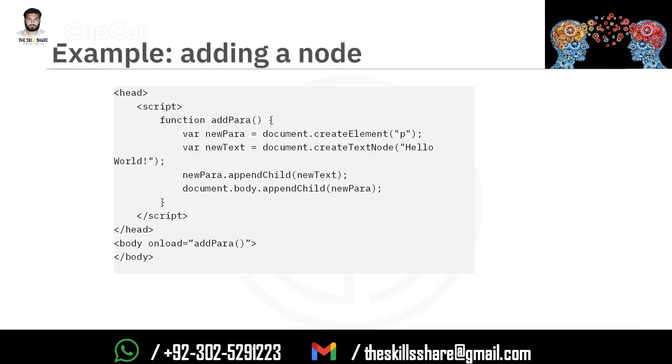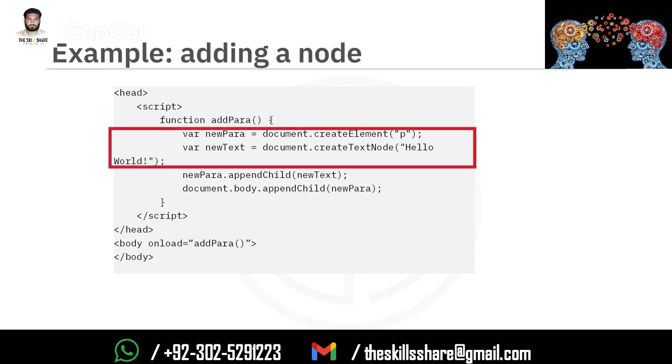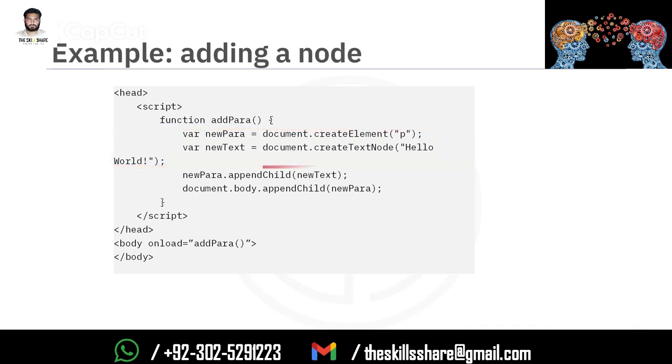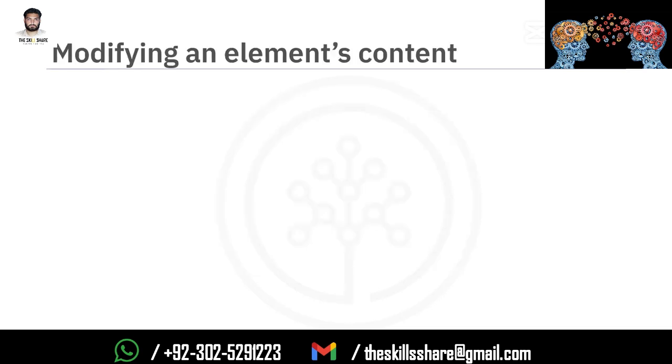This example shows the source code for adding a node to a document. A new paragraph element is being created that includes a text node with the string "Hello World." The text node is then appended as a child of the paragraph element. Finally, the entire paragraph with text is appended as a child node at the end of the body node of the HTML page.